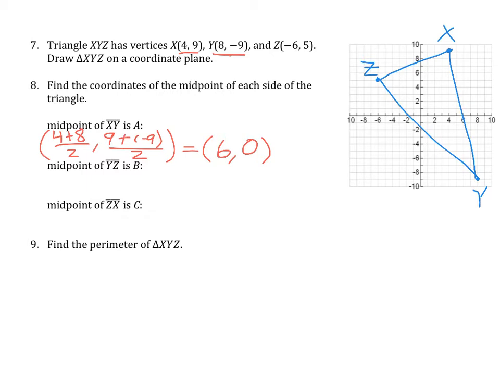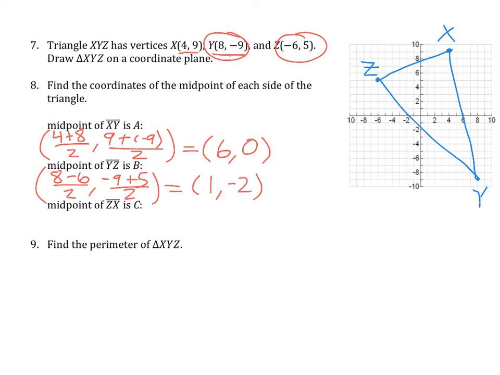Okay, let's find the midpoint of y, z. So we're going to add 8 and negative 6 together. So I'm just going to write 8 minus 6 divided by 2, negative 9 plus 5. Divide that by 2. So the midpoint of yz is 2 divided by 2 is 1, and negative 9 plus 5 is negative 4, divided by 2 is negative 2.